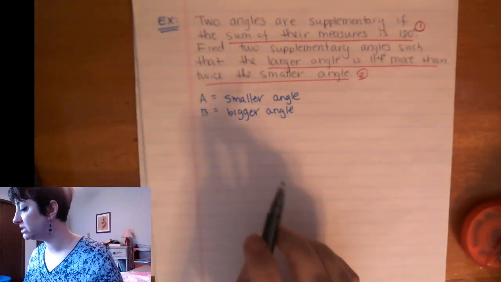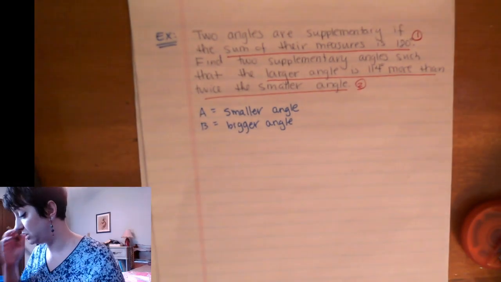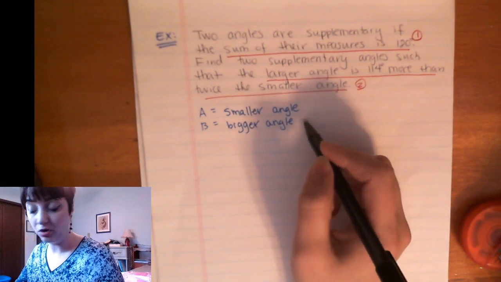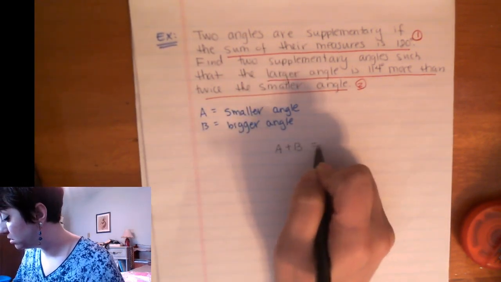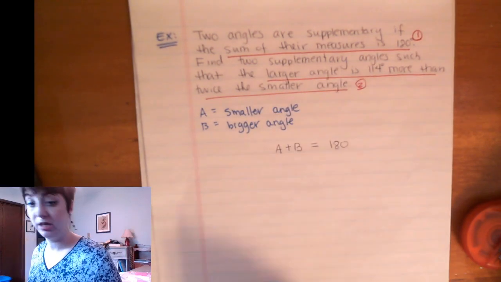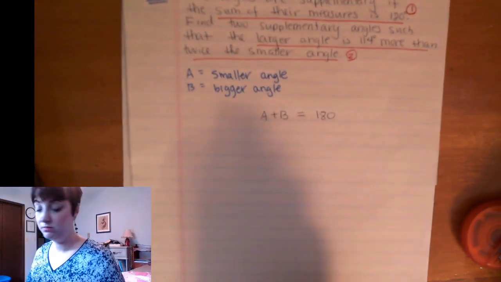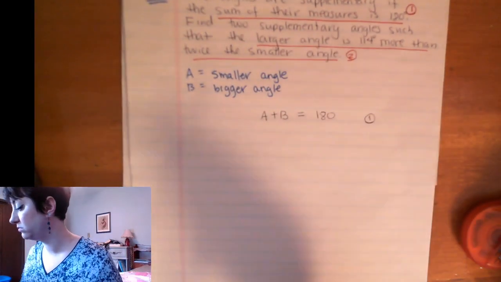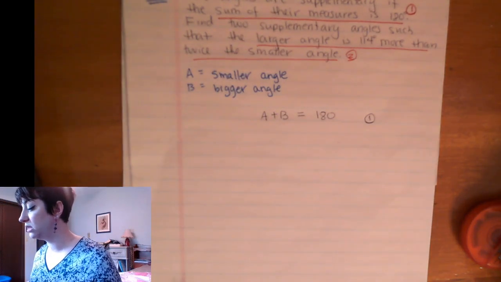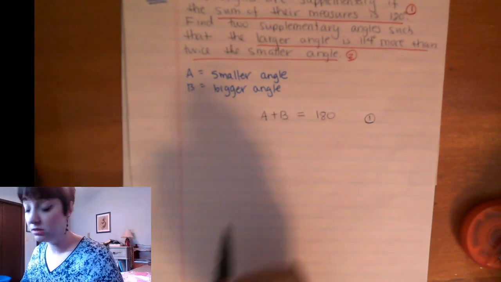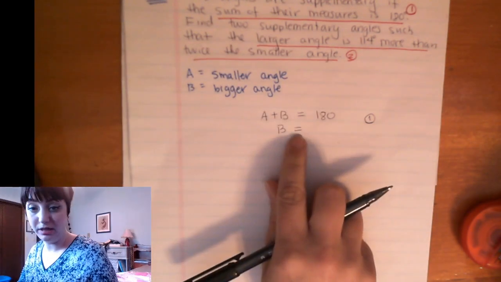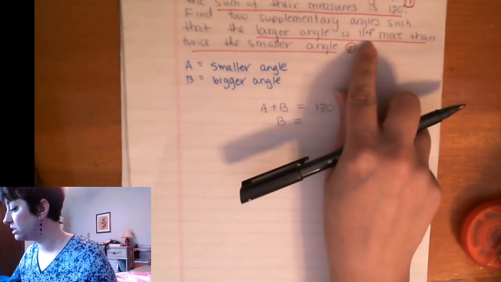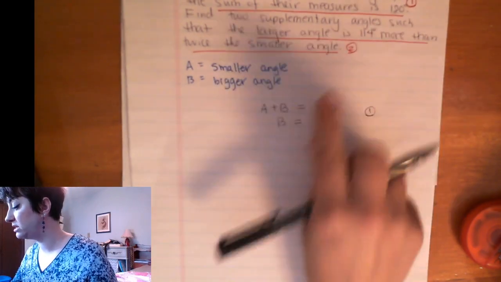So that's going to give me my two equations. The first one says they sum to 180. So whatever the bigger and smaller angle are, they need to add up to 180. That's equation 1. Equation 2 says the larger or bigger angle is, so in math, we would say B is, remember equal sign means is, 114 more than twice the smaller angle.